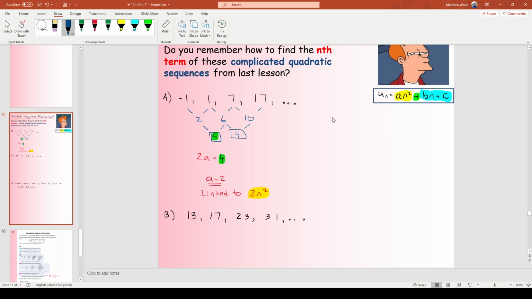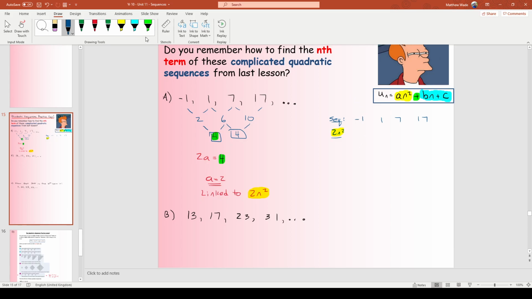So what do you write out? You write out the sequence again. So, a little spot for the sequence. It was -1, 1, 7, and 17. Now that's the whole sequence. The next thing you put is what the linked sequence is, which is the 2n squared. It's the yellow one, so we're going to put the yellow one there.